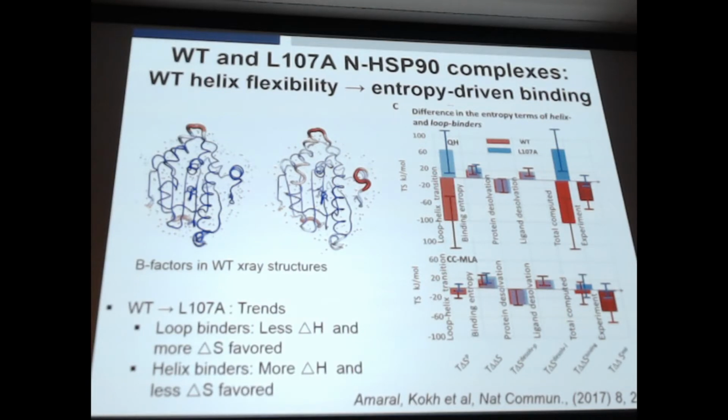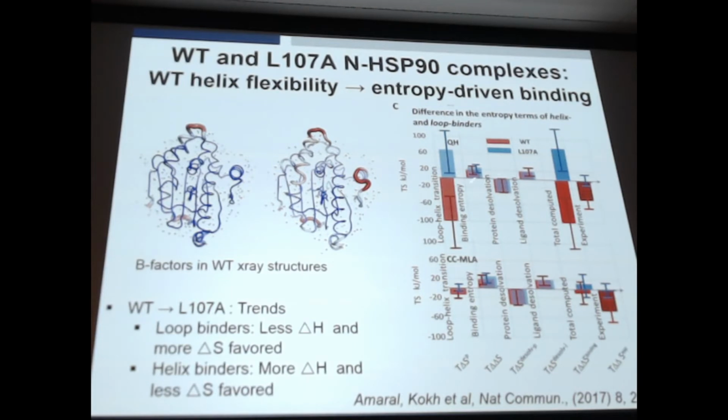Computationally, what we tried to do is to compute basically all the entropy terms that we could, and that's what I'm trying to show over here. So we're looking now to compare wild type and mutant, and the differences between the helix binders and the loop binders. The experimental data is here. And here's our overall computed entropic contribution, and we've computed different contributions. Initially we thought maybe solvent is important, but if you compute ligand desolvation or protein desolvation, you cannot distinguish between the mutant and the wild type, also for the binding entropy.